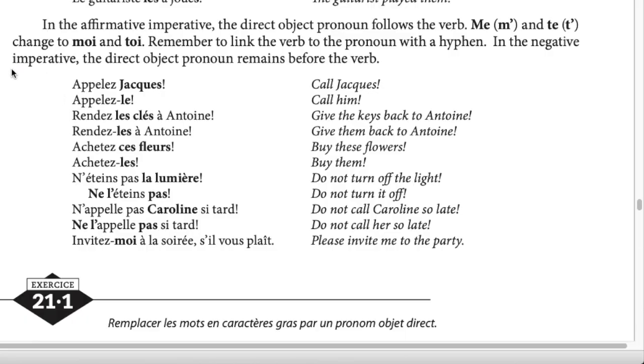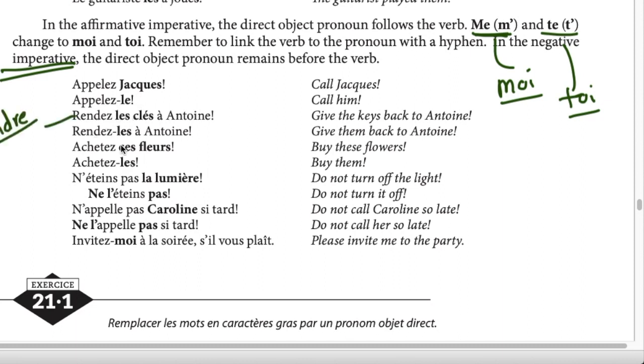This is imperative commands. We have learned them. One thing you have to remember in commands is that in the affirmative commands, positive commands, me and te, whether they are direct object pronoun or indirect object pronoun, will change to moi, toi, right? Appelle-moi. And for others, not for moi and toi, so this is le, it comes after the verb. Appelez-le. Rendez-les. Achetez ces fleurs. Achetez-les, because this is now direct object. This is les. It will come after the verb with a hyphen.